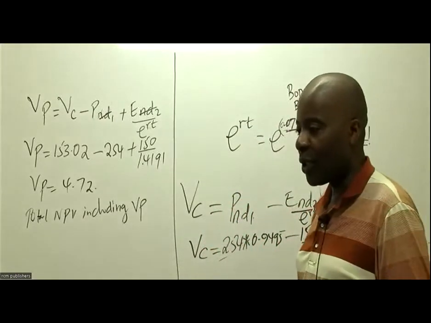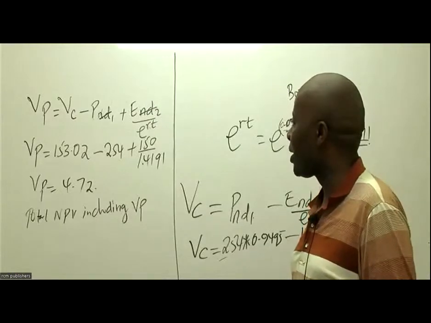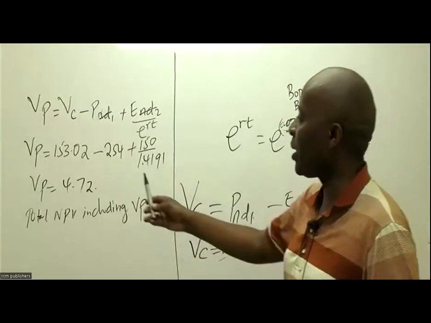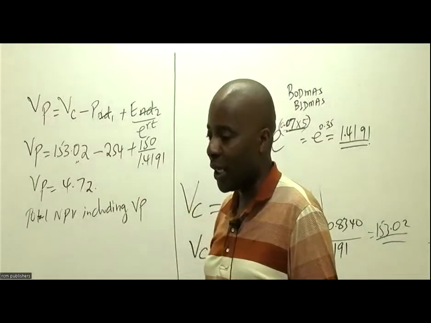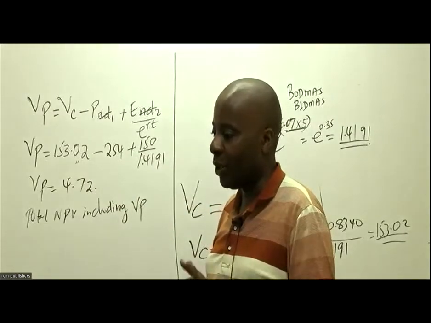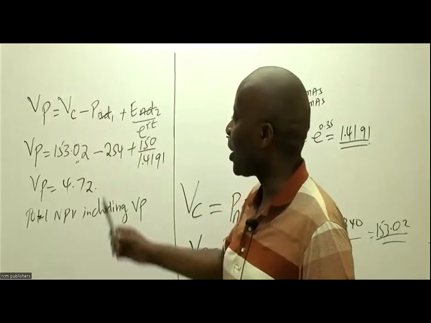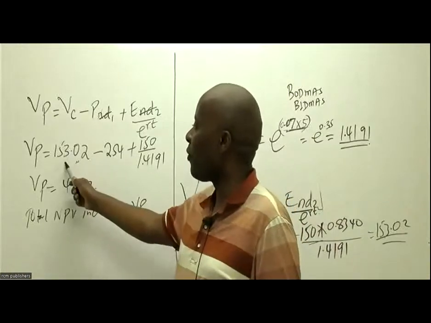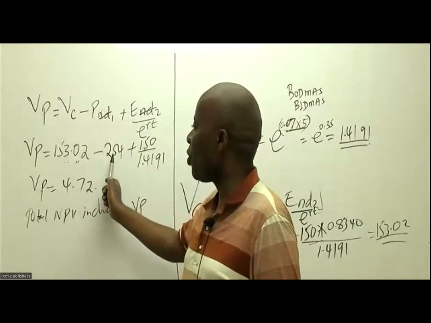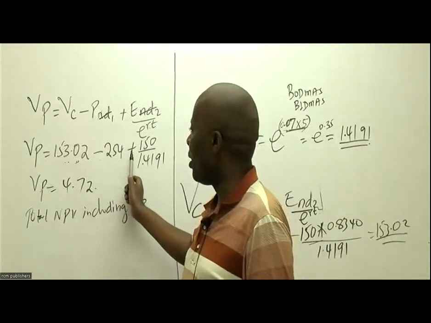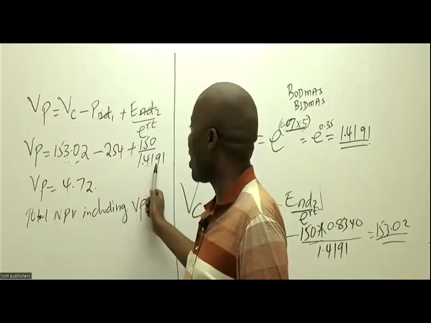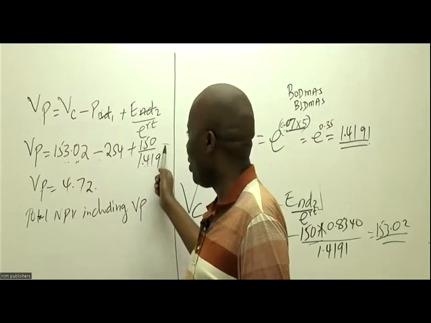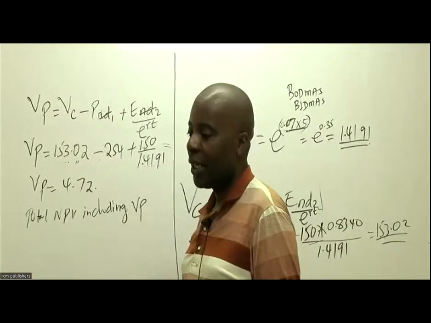Bernard is confused on this 4.72. How did we get this? Bernard, remember BODMAS. Just get your calculator. I'm getting minus 206. Say 153.02 minus 254. Don't say equals anywhere. Plus 150 divided by 1.4191. And then you say equals at the end of it.